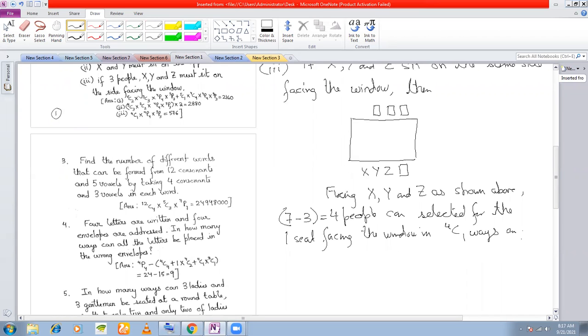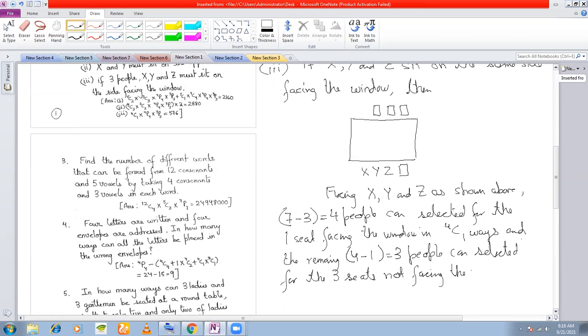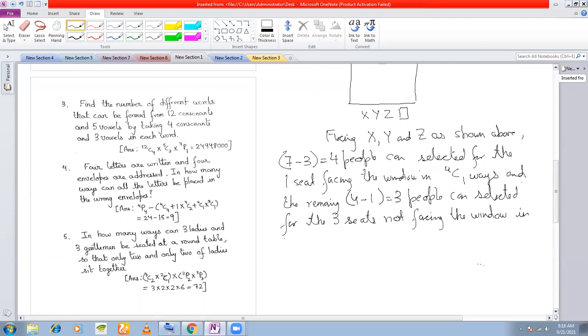right? And the remaining 4, now because I have already made one seat here, so 4 minus 1 equal to 3 people remain. 3 people can be selected for the 3 seats not facing the window in 3C3 ways, right?